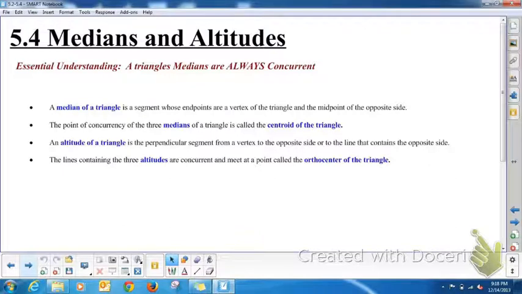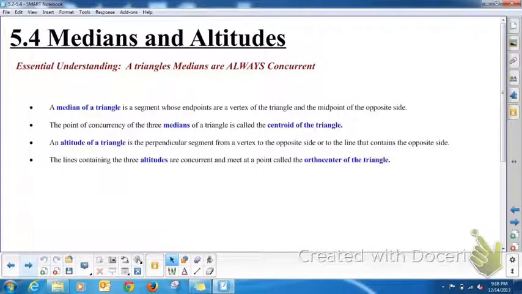All right, let's talk about medians and altitudes. It's essential for you to understand a triangle's medians are always concurrent. They always come together. A median of a triangle is a segment whose endpoints are a vertex of the triangle and the midpoint of the opposite side. The point of concurrency of the three medians is called the centroid of the triangle.